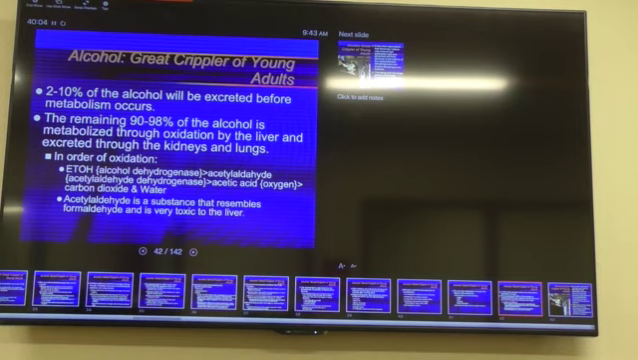2 to 10% of alcohol will be excreted before metabolism occurs. Working in the emergency room, if you've ever been, I guess they don't call you down to the emergency room. Only if they need something. Right.